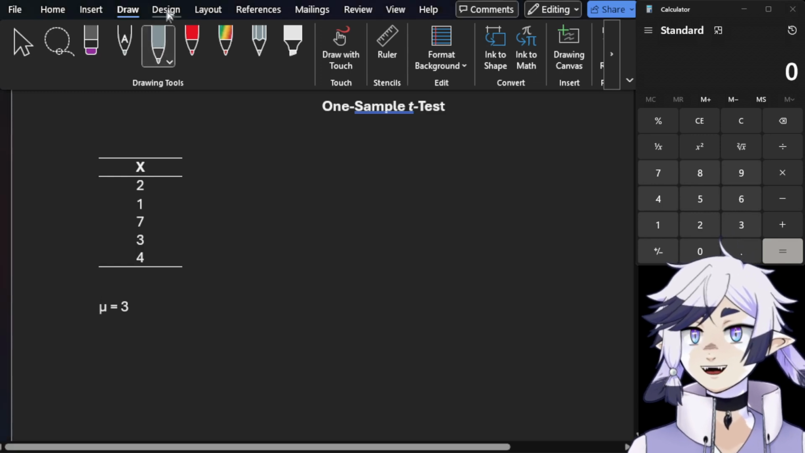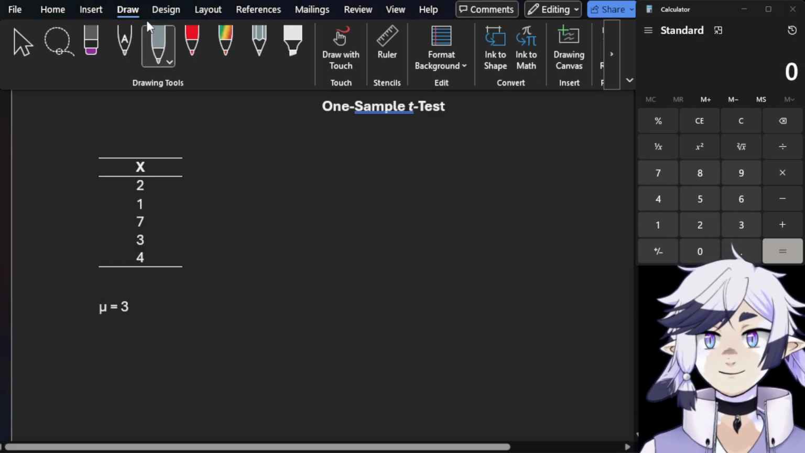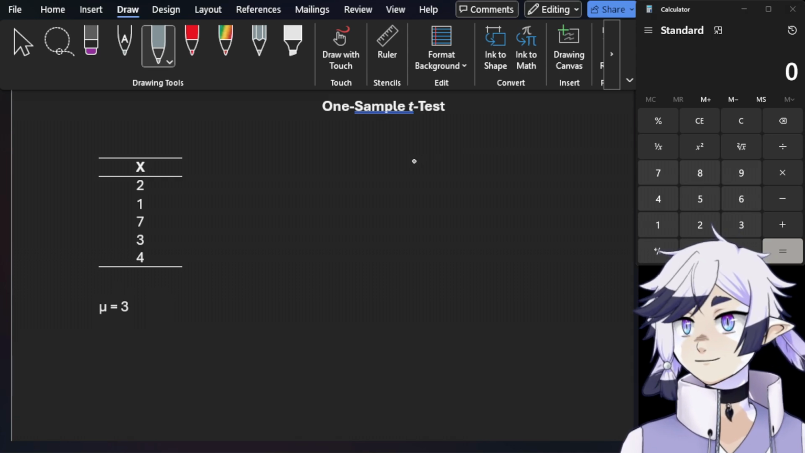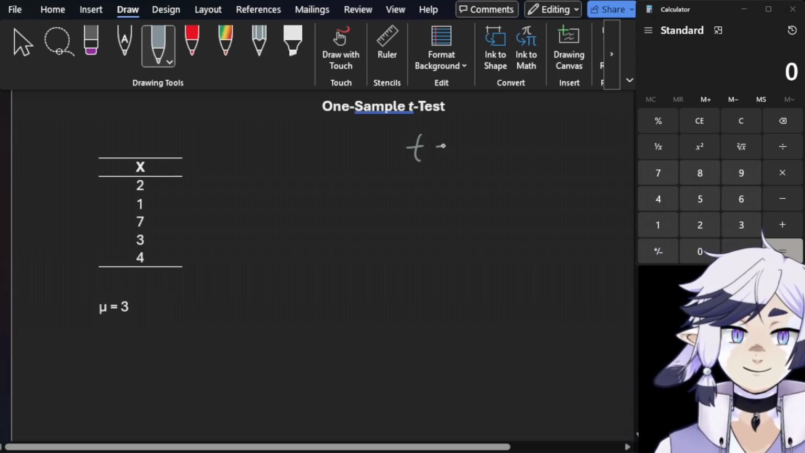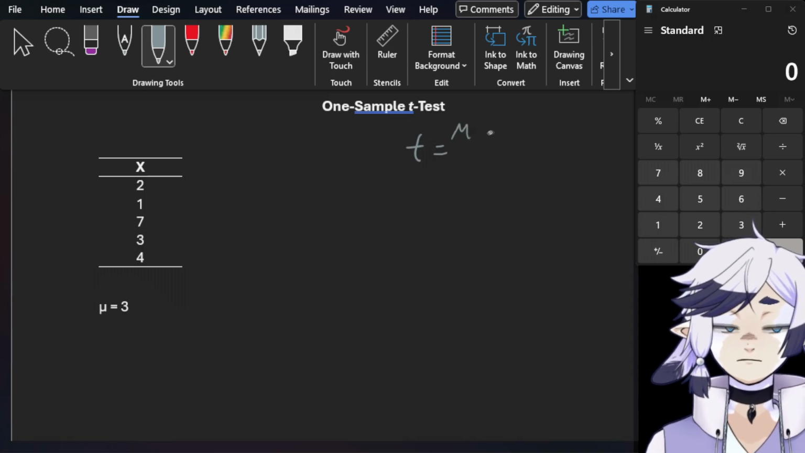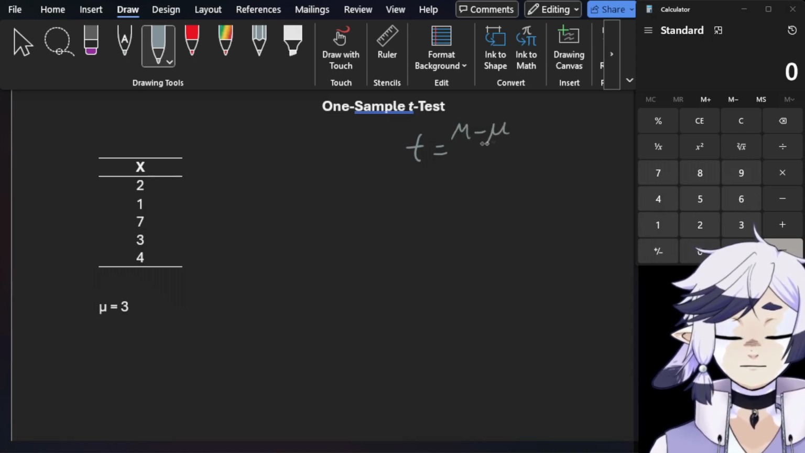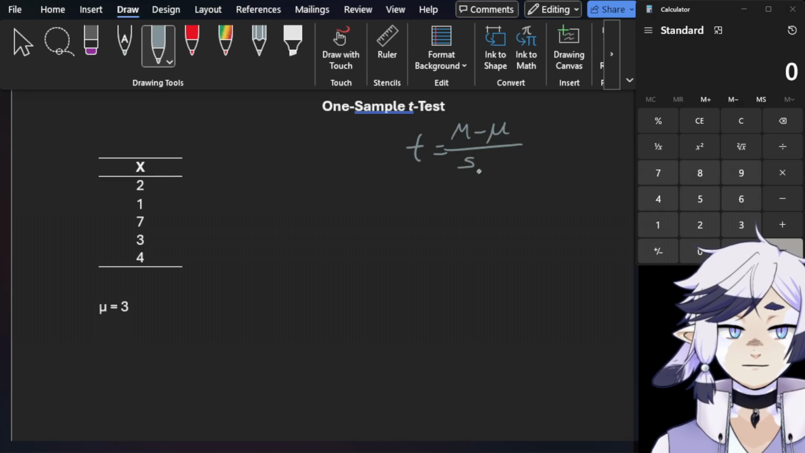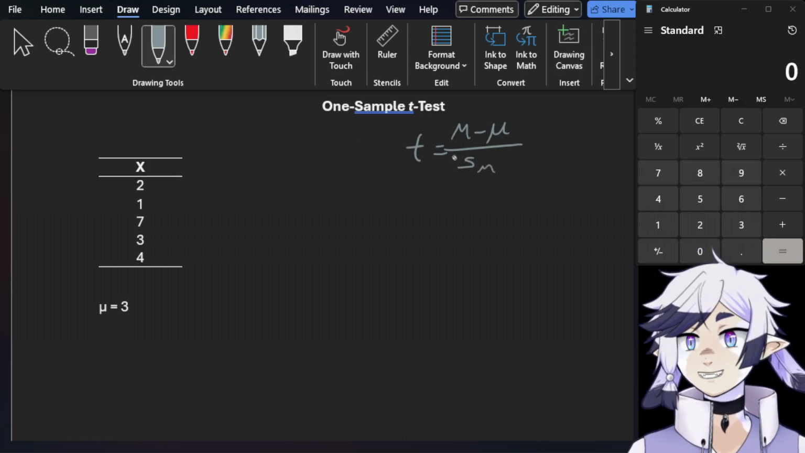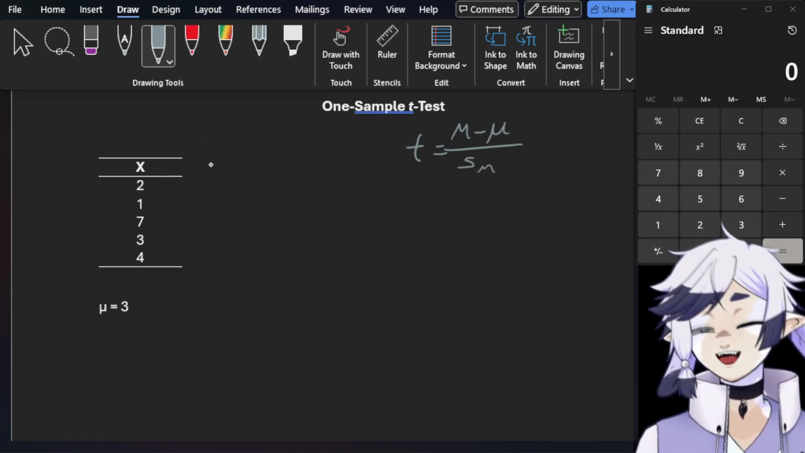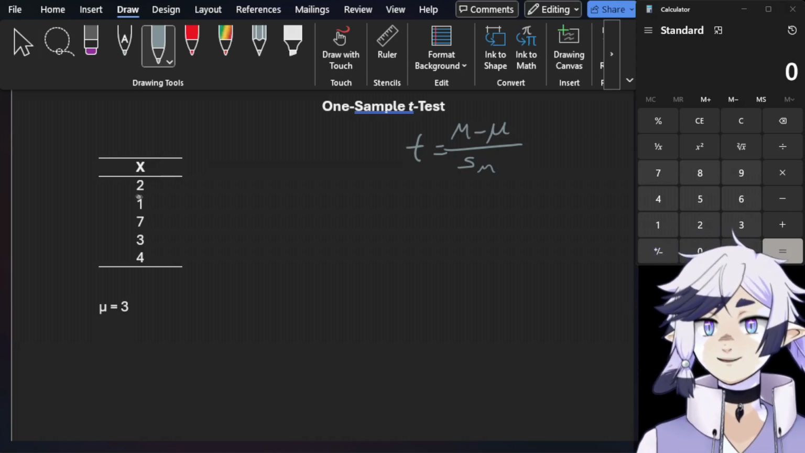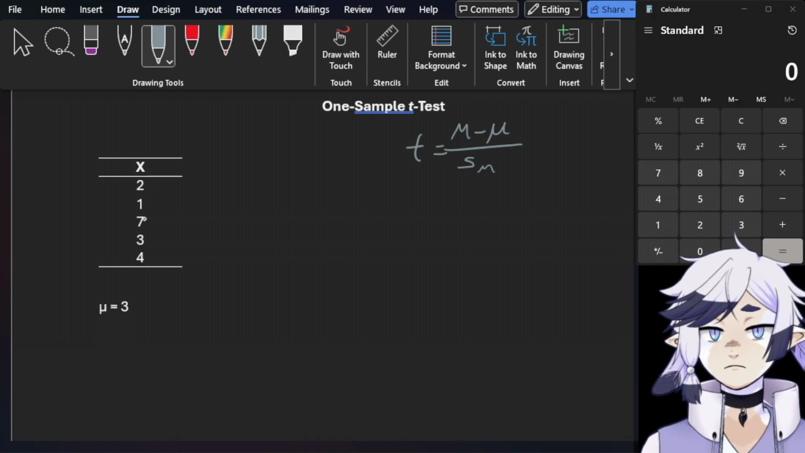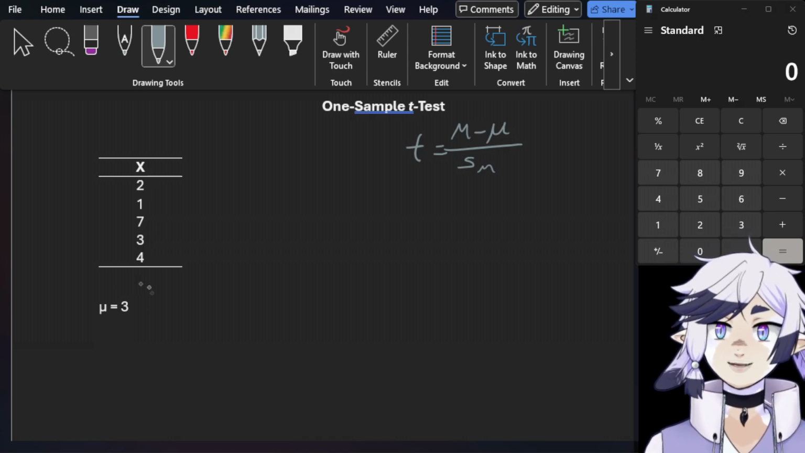When I'm trying to figure out how I should be doing something, the first thing that I do is check the formula. The formula for t, for a one sample t-test, is t is equal to a sample mean minus a population mean over the standard error. And I look and see what information I have. So here I have a bunch of x values. These are my scores. I've got 2, 1, 7, 3, and 4, and I have the population mean.